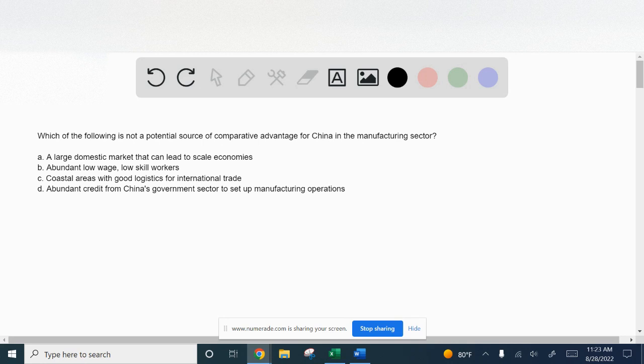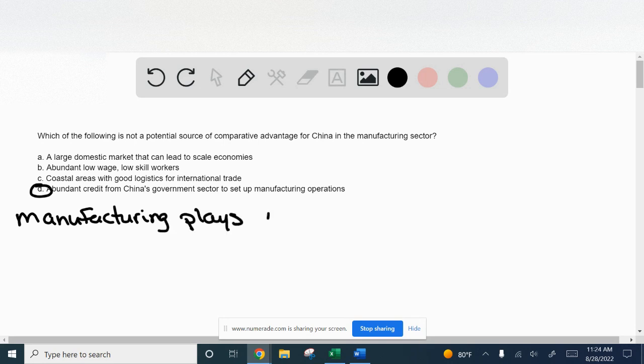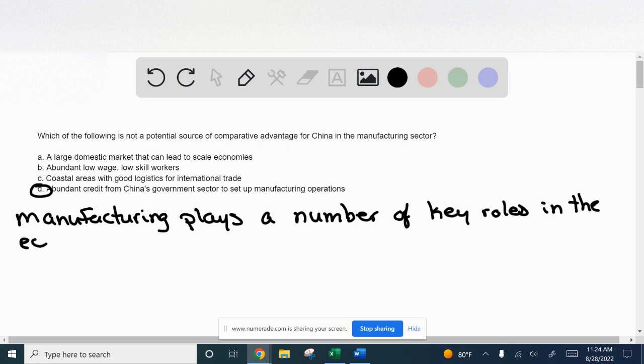The correct answer here is D, abundant credit from China's government sector to set up manufacturing operations. Manufacturing plays a number of key roles in the economy. It also provides good jobs with excellent wages and benefits to minority workers.